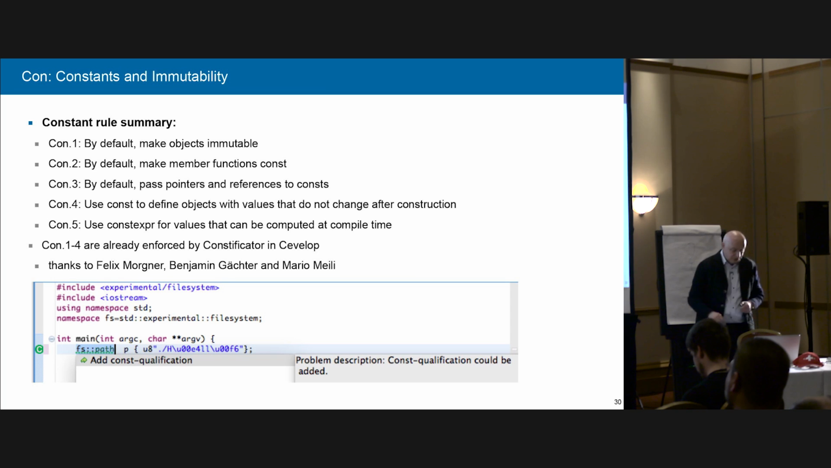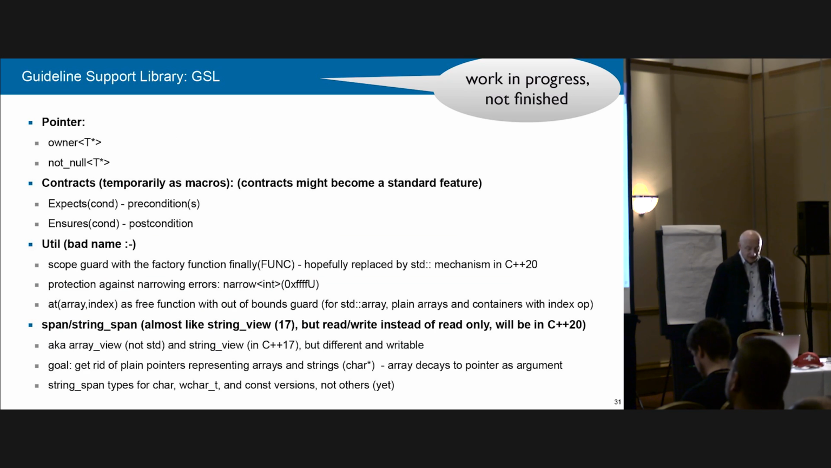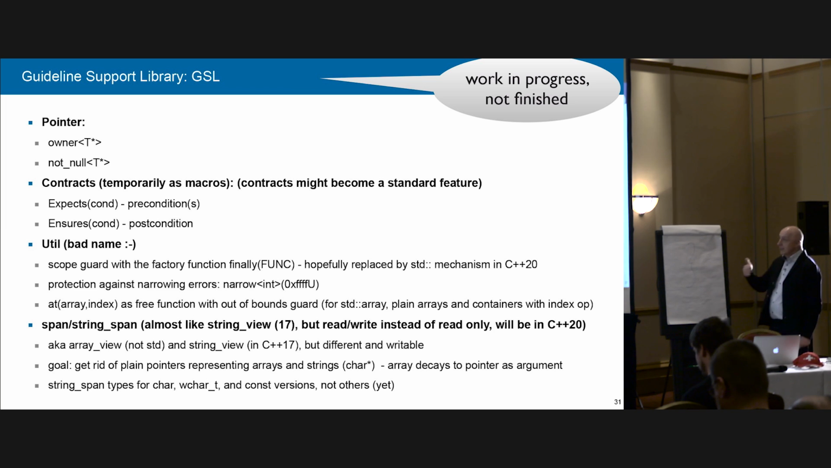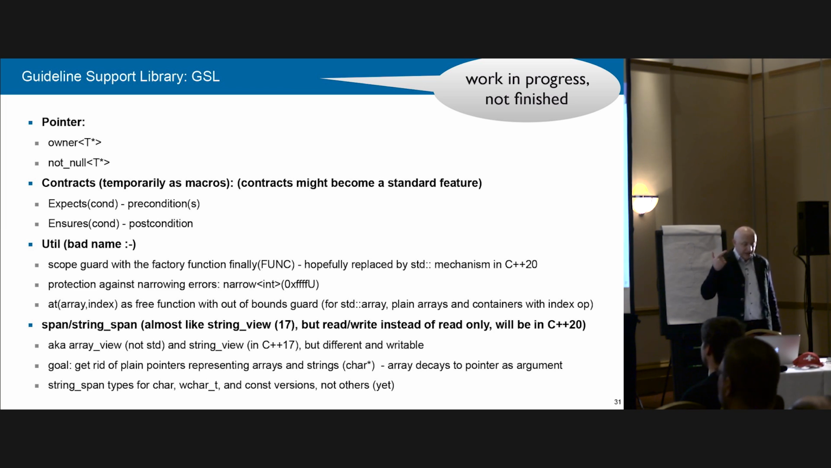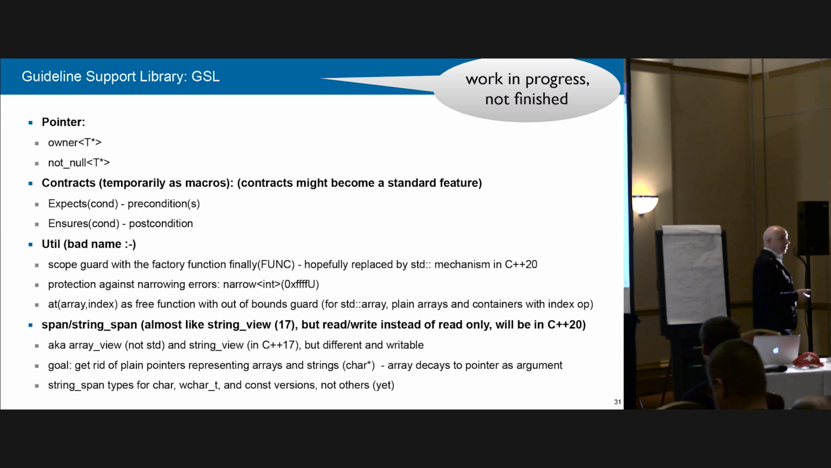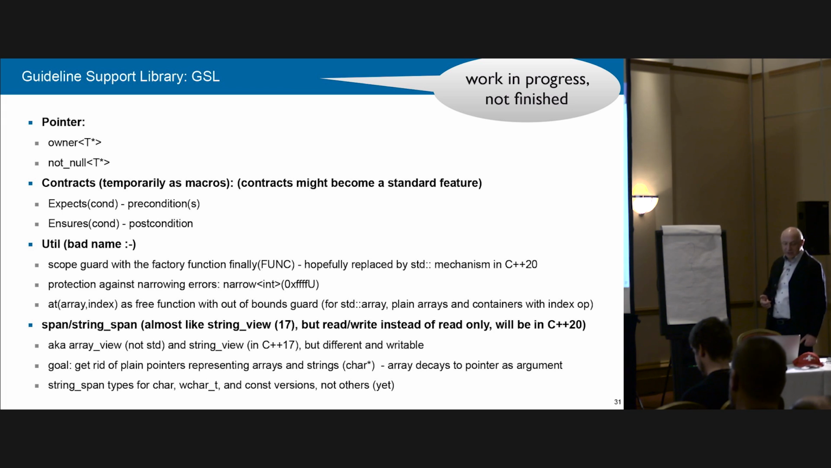And we have a tool doing that for you in many places. The guideline support library, what's in there: we have owner, which is just a marker type. It's not really a type, it's still T star afterwards. We have not_null, which actually tries to guarantee that a pointer is not null. And it tries to do something about that.